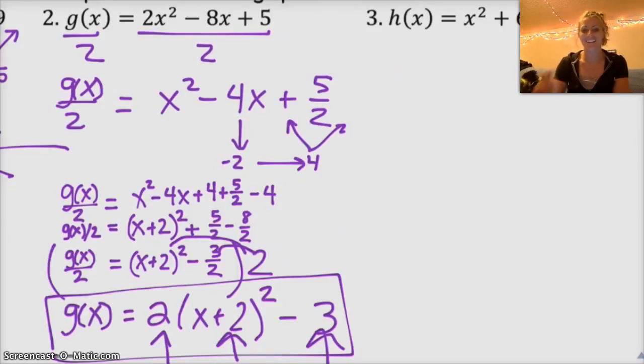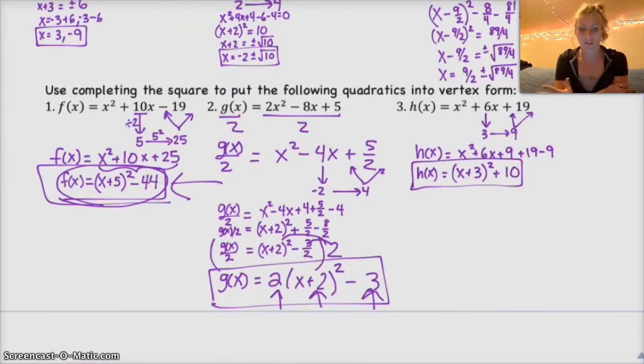All right, and then try the last problem on your own. And the solution to the last one is h of x equals x plus 3 squared plus 10. So the vertex is negative 3, negative 10. Or sorry, negative 3, positive 10.